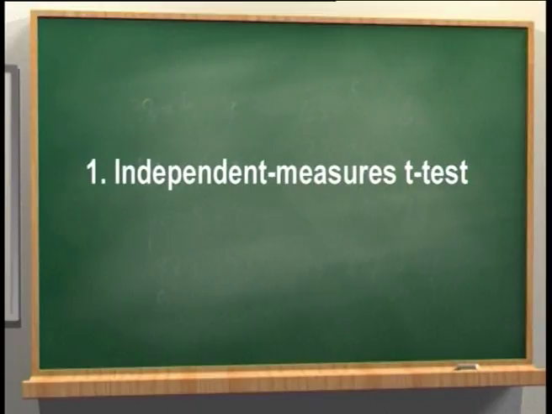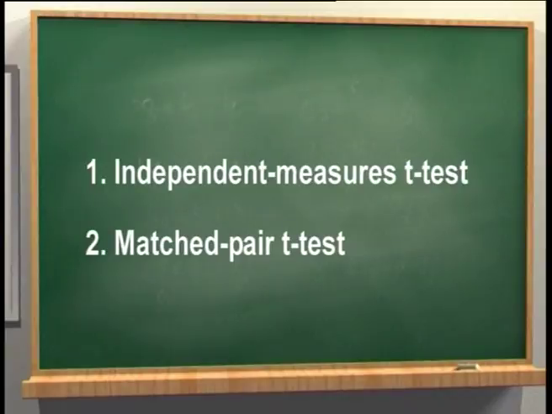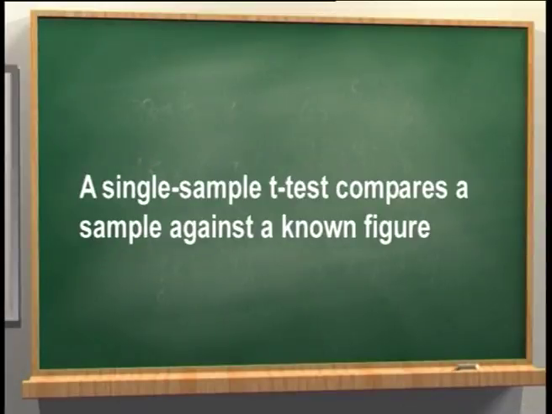There are two main types of t-test: the independent measures t-test, when samples are not matched, and the matched paired t-test, when samples appear in pairs, that is, before and after a test. A single sample t-test compares a sample against a known figure, for example, where measures of a manufactured item are compared against the required standard.